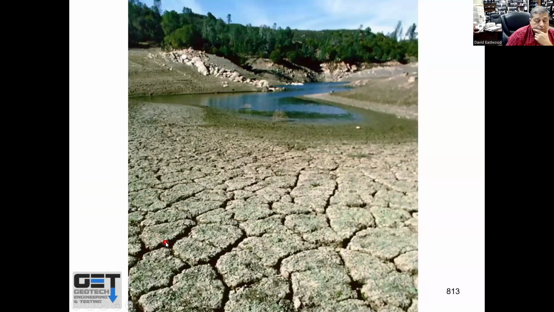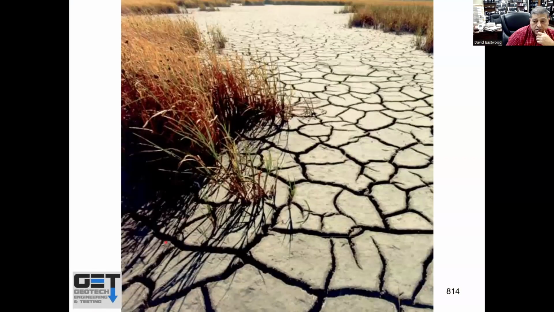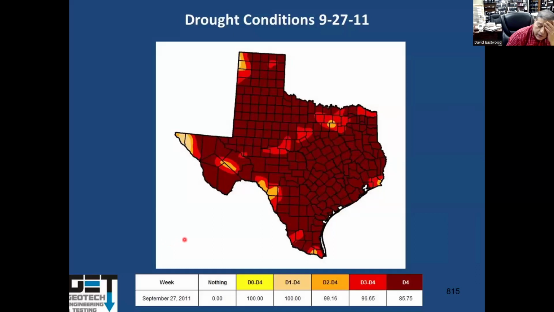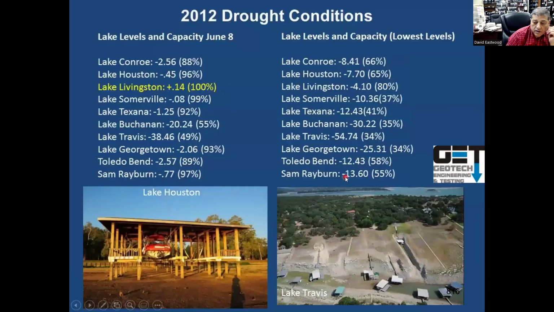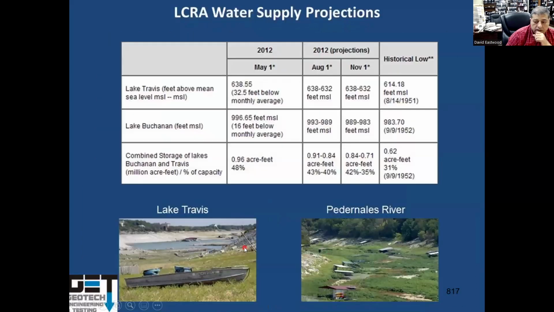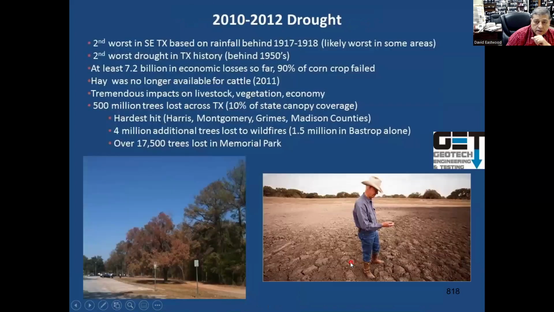Droughts. Sometimes we get drought conditions in Houston, in Texas. This is 2011. We had a major drought. This was really a drought, basically a severe condition, where we lost water in Lake Houston and Lake Travis. Lake Travis. Look at the river here. It was all dried up. That's 2011, 2010 to 2012.